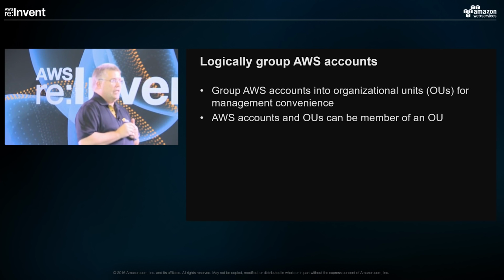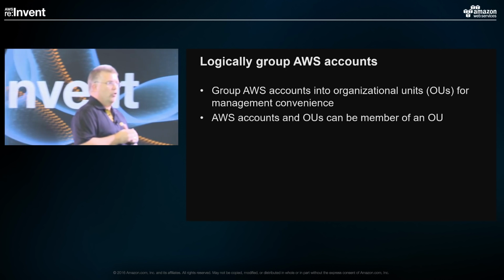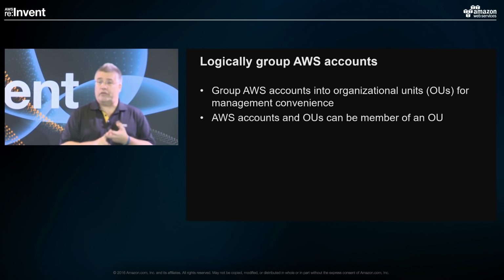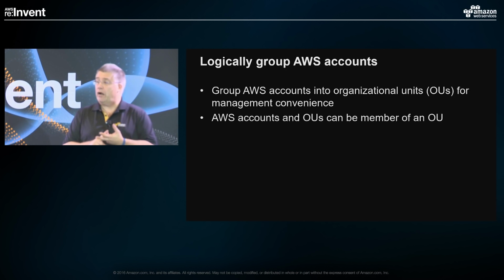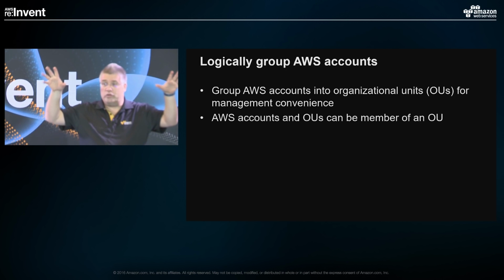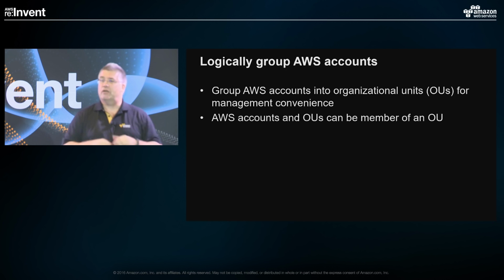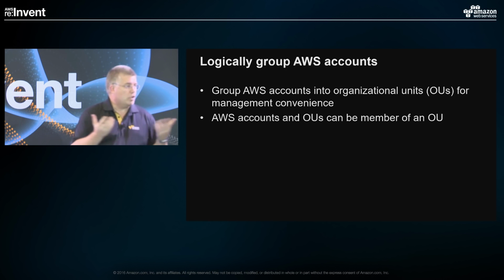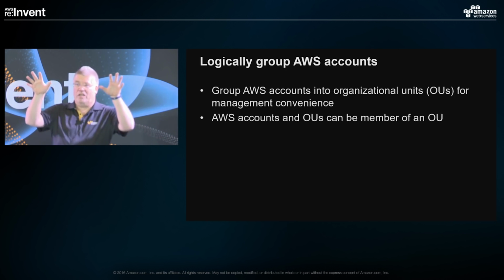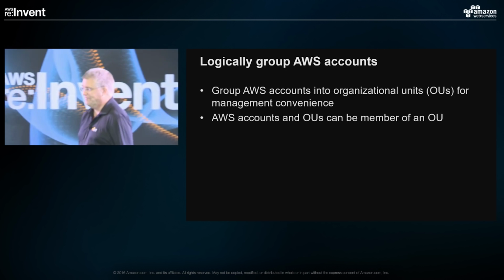The key and interesting thing is that we call them OUs, and an OU can contain accounts and other OUs. So you can effectively build a hierarchy. You could start off at the top with an OU, two OUs that might be divisions, and under that you have departments, and under that you have whatever it is that comes after department in your organization, or some other mechanism. Maybe it's cost centers, and then more cost centers.